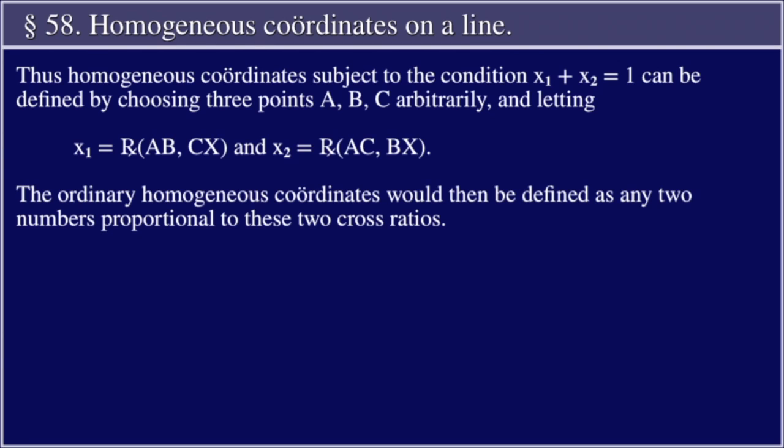Thus, homogeneous coordinates subject to the condition x1 plus x2 equal to 1 can be defined by choosing 3 points A, B, C arbitrarily and letting x1 equal to the cross ratio R of AB, CX and x2 equal to the cross ratio R of AC, BX. The ordinary homogeneous coordinates would then be defined as any two numbers proportional to these two cross ratios.